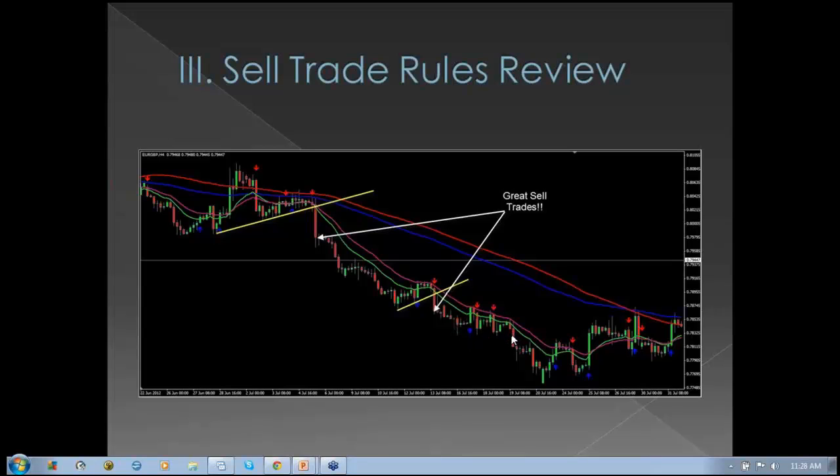We can wait for a break, and once we get that break, we're still trading within the direction of the trend, and at this point, when it breaks, we can add to that position up to our initial target on our first trade. So that's how you do that.